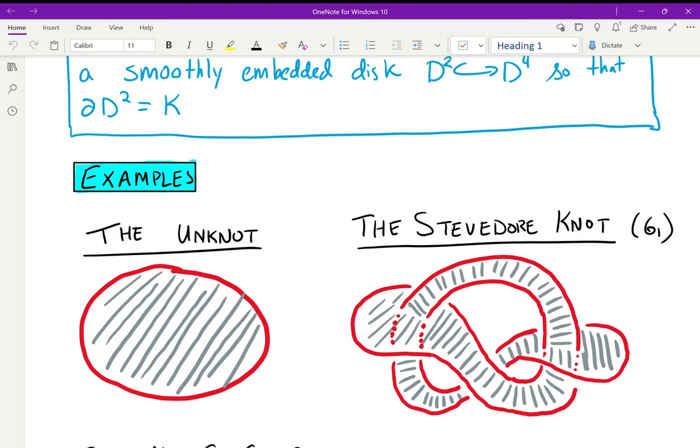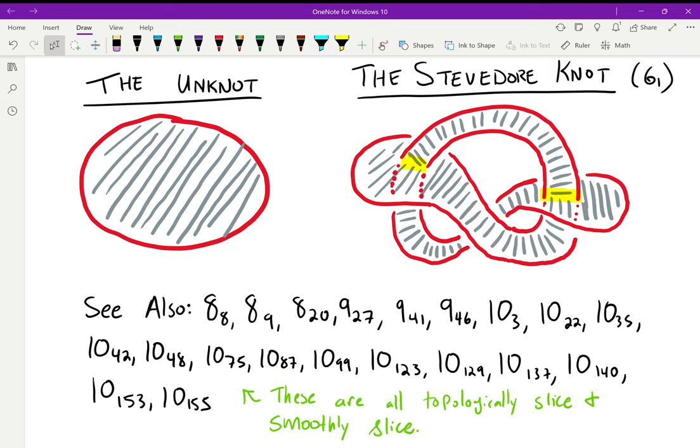And you'll see on these little cross-section points, these are things that we could actually resolve in 4 dimensions that we wouldn't be able to do in 3. And there's even more than this. Here are all of them up to 10 crossings. And all of these happen to be topologically slice as well as smoothly slice.